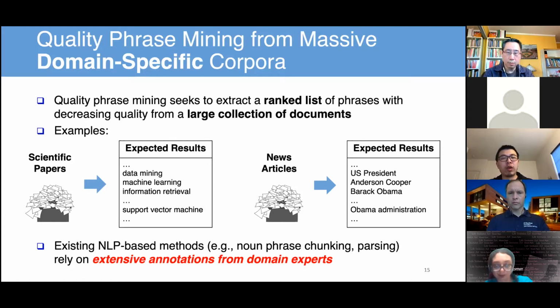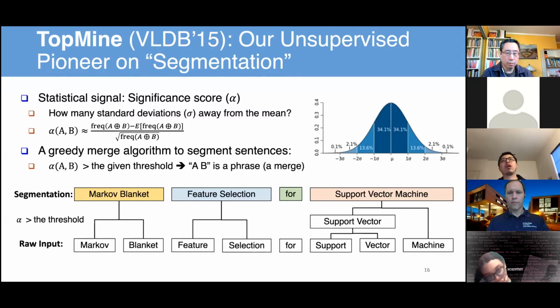But if you want to have a jump start without spending too much effort and money, then distantly supervised or unsupervised methods will be useful with a minimum amount of human effort. There is some pioneering work along this line, trying to approach this problem in an unsupervised manner. And the key idea is very straightforward, actually.